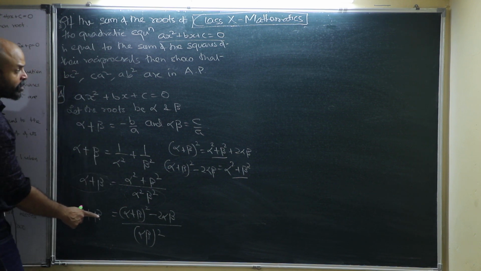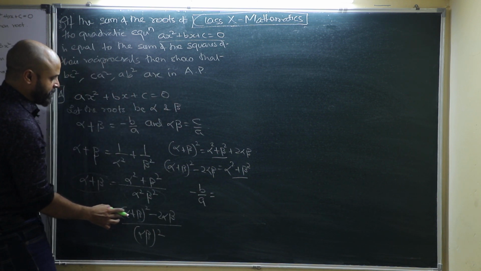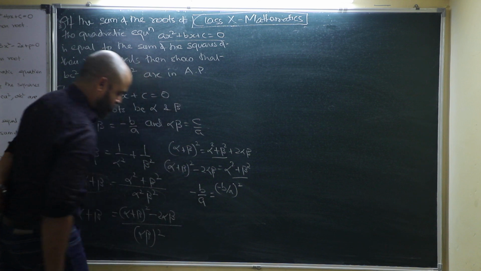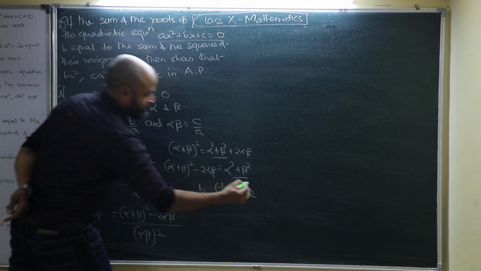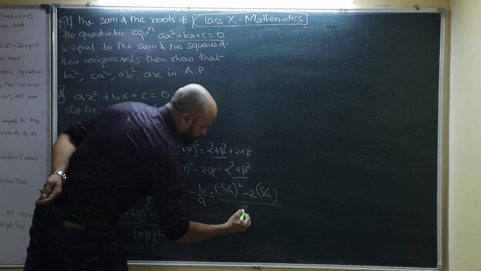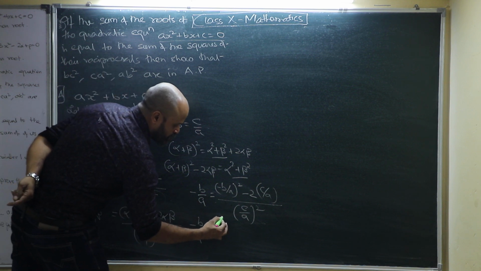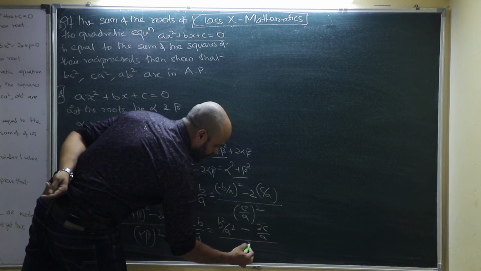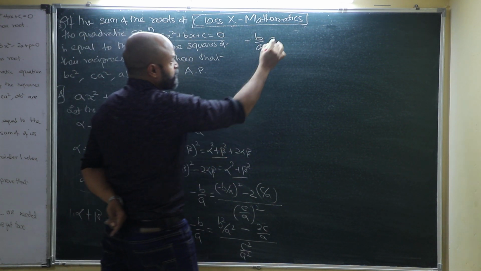Now we are just going to put the values here. What do we have in place of alpha plus beta? We have here minus b by a. What do we have in place of alpha plus beta square? We will have minus b by a, and this is square, minus 2 alpha beta, which means 2 into alpha beta, that's going to be c by a. Then we have alpha beta square, which means c by a, this square. So what do we have here? Minus b by a is equal to b square by a square minus 2c by a, and this whole thing upon c square by a square. So what do we have here? Minus b by a is equal to b square.